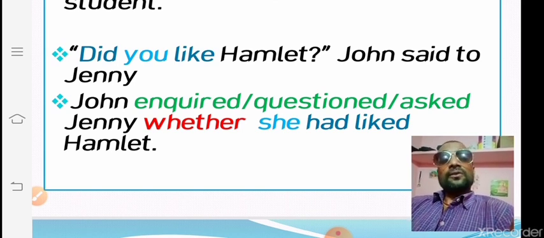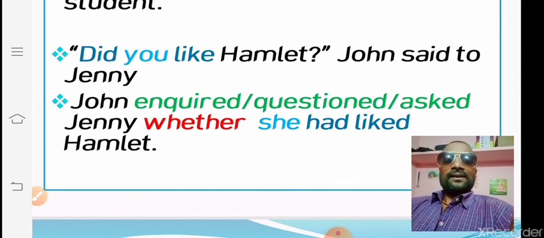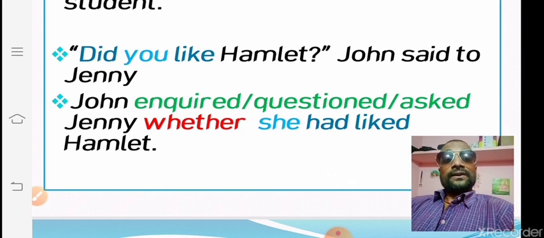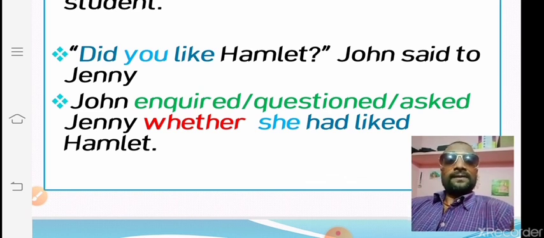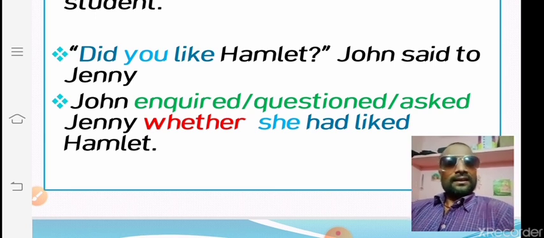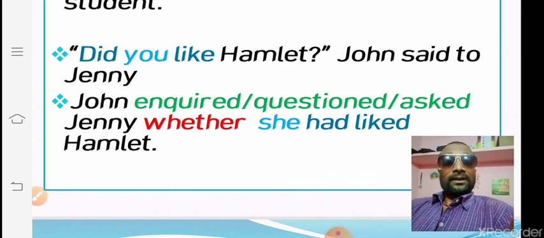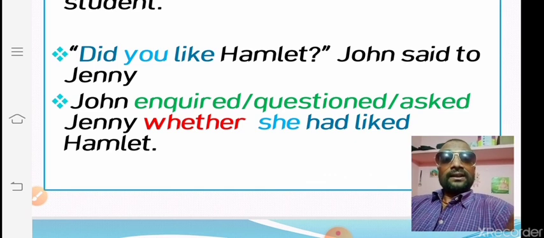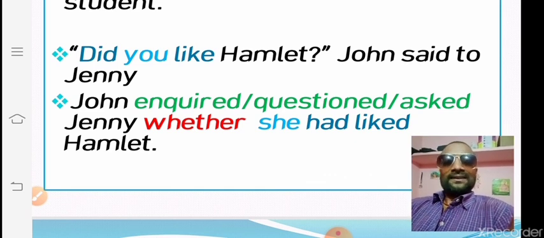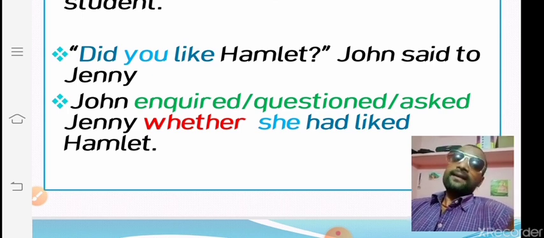"Did you like Hamlet?" John said to Jenny when they were students, when they were in the classroom reading Hamlet. At that time John asked Jenny about her idea of Hamlet, her choice of Hamlet, or her liking of Hamlet. What would have been John's answer? Either he might have said, yes, I like it, or no, I don't like it. But now just recall that question and you are telling it to your friend. How do you have to report it? John inquired, John questioned, John asked Jenny whether she had liked Hamlet.